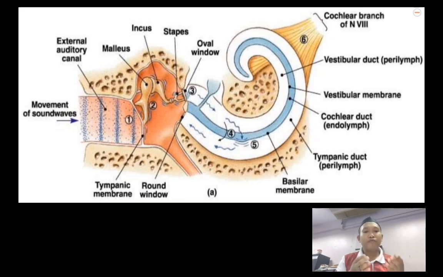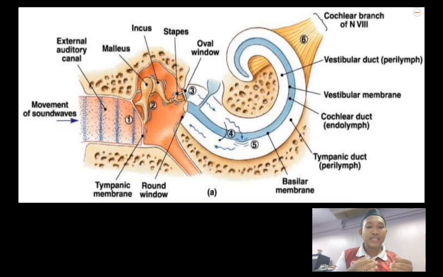What we know from here is the sound wave is collected by the pinna. This is the pinna, this is our outer ear, and then focused into the auditory canal. The auditory canal is our tube for hearing in our ear, as you can see on the slide.